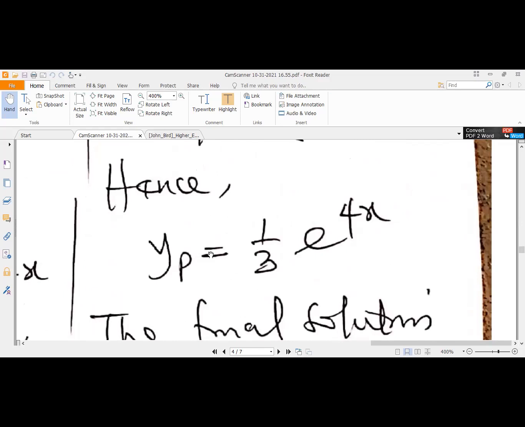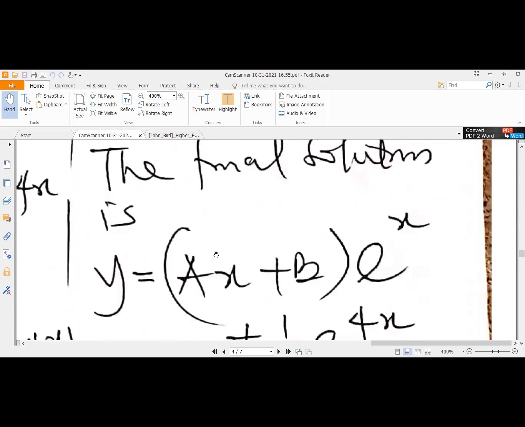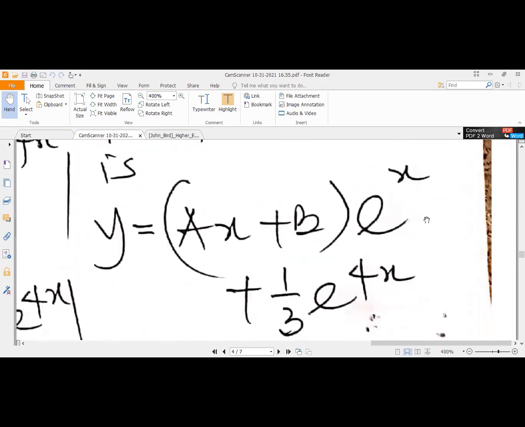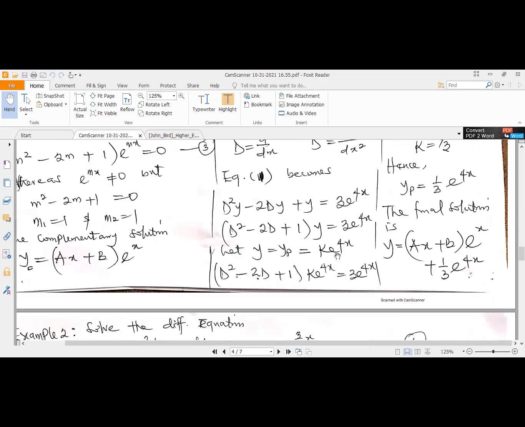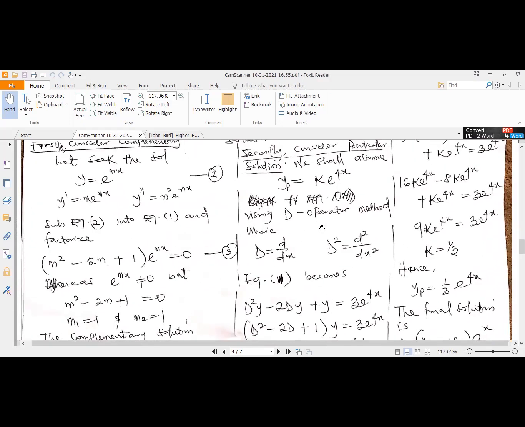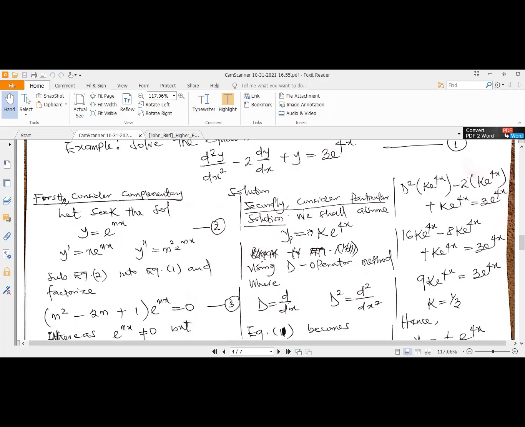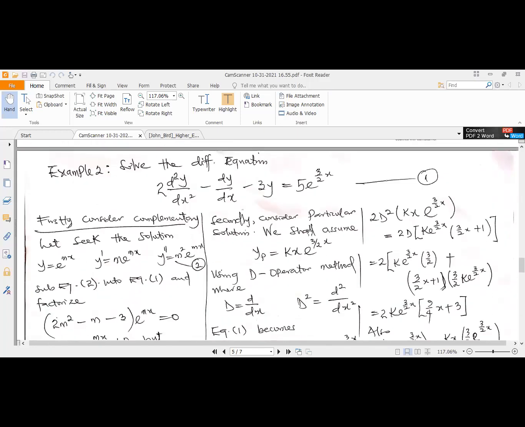So what is now the final solution now? You know, the final solution is now the addition of complementary solution and what? And particular solution. So we can now obtain our, so this is the complementary solution, then this is the particular solution. Now, you see that we are through with the solution of this problem. Now, that is not all. Let's go to example number 2 now.